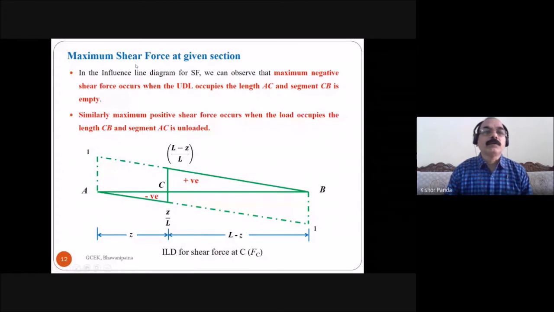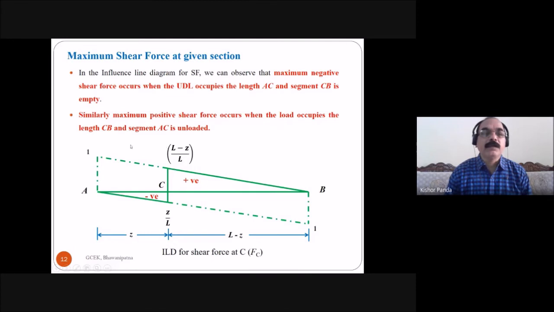So first we will discuss maximum shear force at a given section. In the influence line diagram for shear force, we can observe that maximum negative shear force occurs when the UDL occupies the length AC and segment CB is empty. You see, this is the influence line diagram for shear force, when the unit load is moving, at a specified section C.